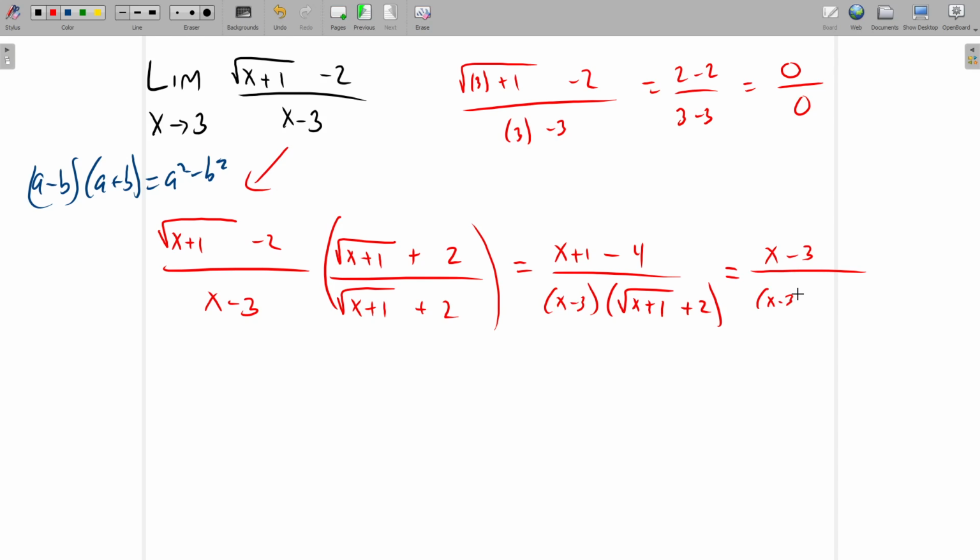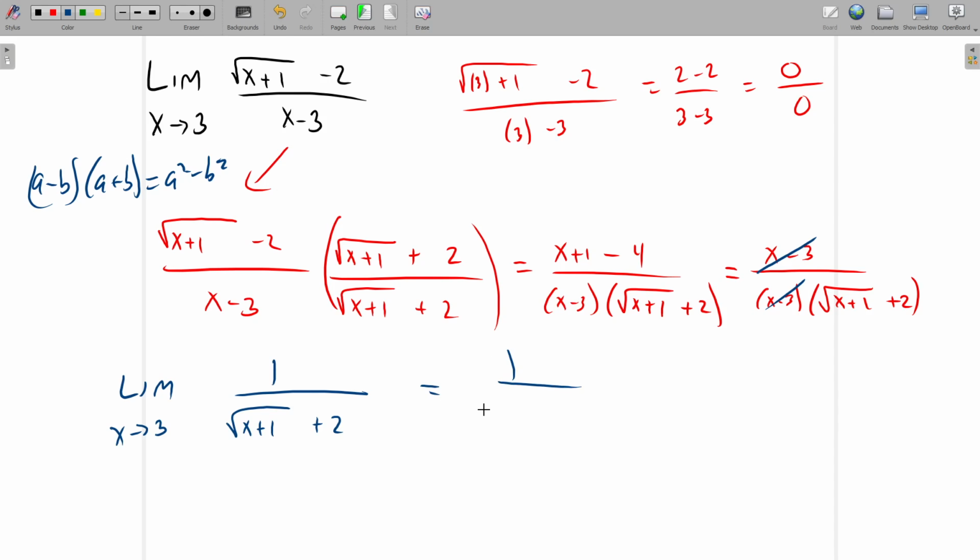And look at that. We now have an x minus 3 in both the numerator and the denominator. That x minus 3 that's in both can go ahead and cancel, leaving us with 1 over the square root of x plus 1 plus 2. We've taken out the piece that was causing this 0 over 0, so we can go ahead and reevaluate the limit of this simplified function. If we plug in 3 for the x, we're going to end up with 1 over the square root of 3 plus 1, which is 4. The square root of 4 is 2. Plus 2 is going to be 4. So our final answer would be 1/4.